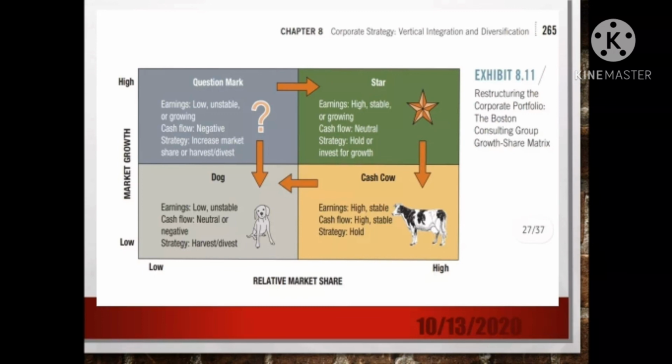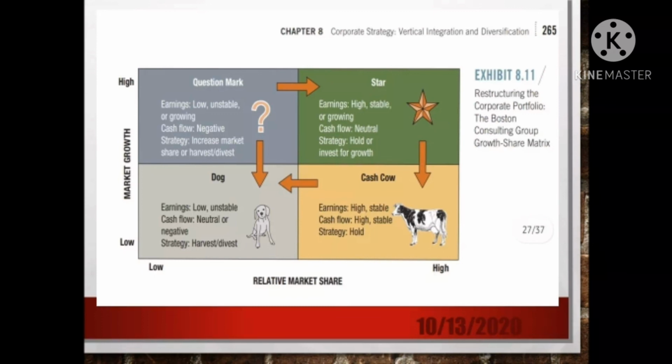Cash cows, in contrast, are SBUs that compete in a low-growth market but hold considerable market share. Their earnings and cash flows are high and stable. The strategic recommendation is to invest enough into cash cows to hold their current position and to avoid having them turn into dogs.